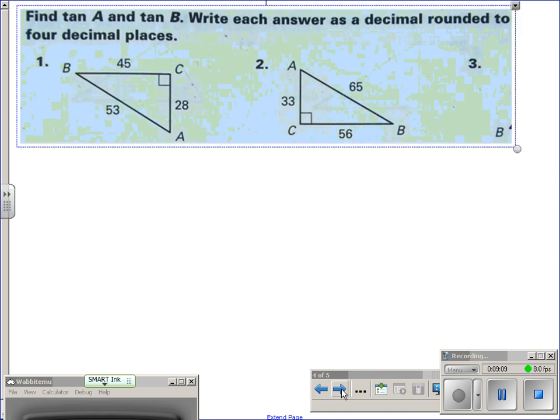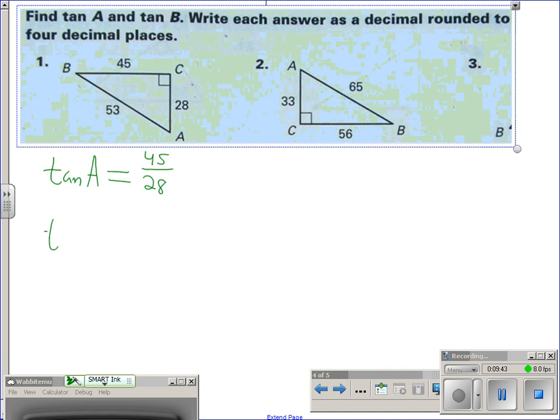So we'll do these examples real quick, and then there's some other examples that add a little bit of work to this. So for this first one, number 1, it says find the tangent of A. Okay, so the tangent of angle A equals the ratio of the opposite leg. So in case of angle A, the opposite is 45 divided by the adjacent leg, which is 28. That's your answer. Some of the problems ask you to round the answer to 4 decimal places. Just do 45 divided by 28 and go to 4 decimal places.